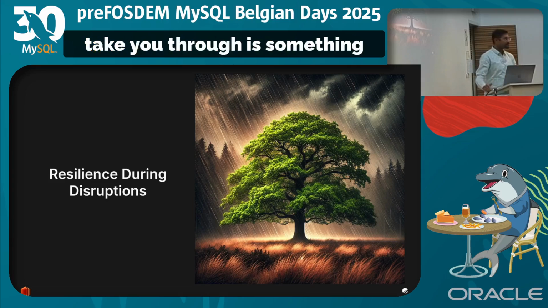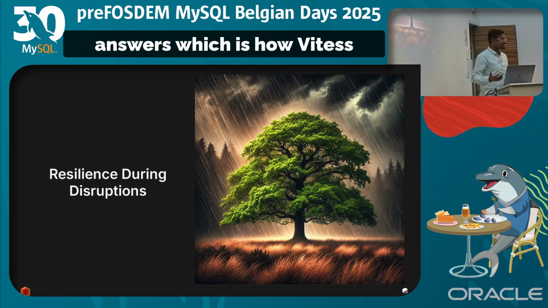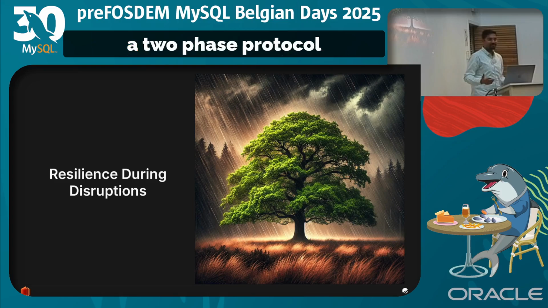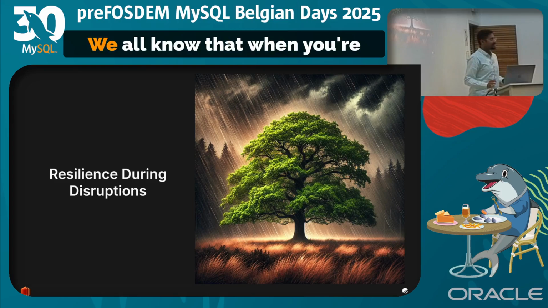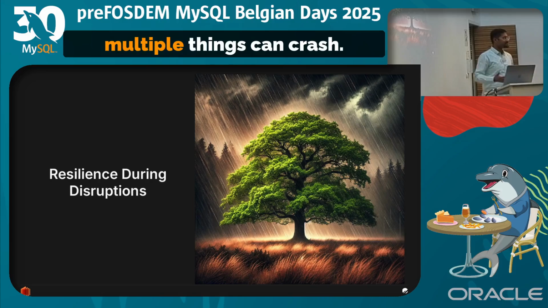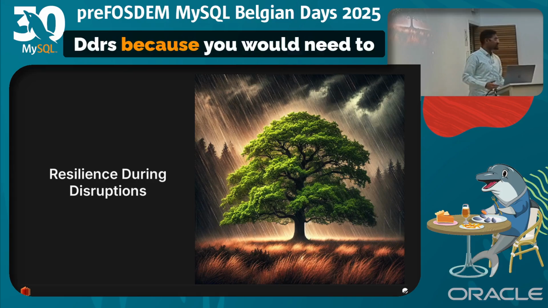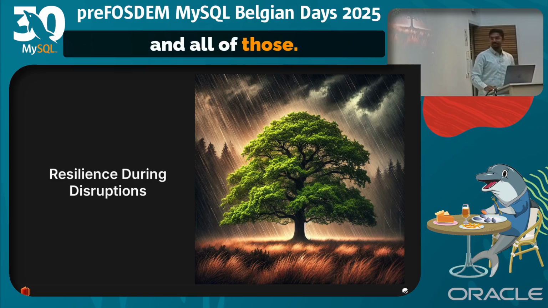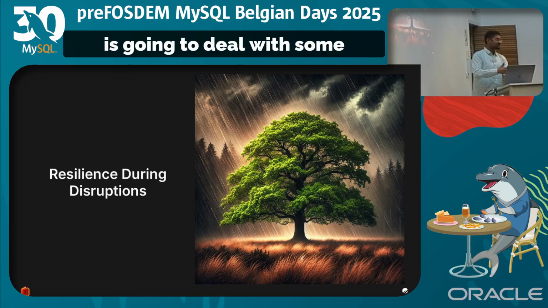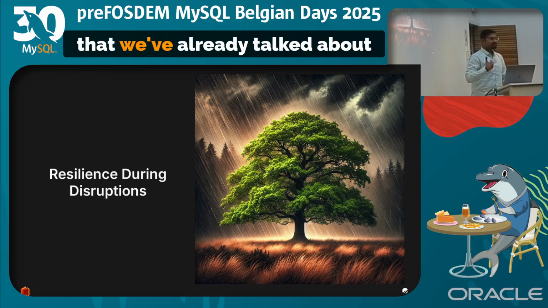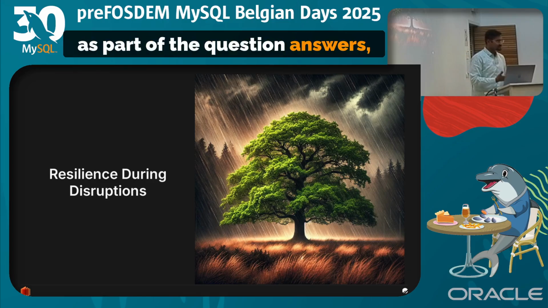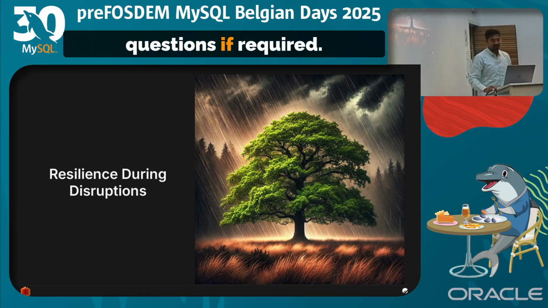And the part that I'm going to take you through is something that we've already discussed a little bit in the question answers, which is how Vitess ensures that the guarantees that are supposed to be required from a two-phase protocol are actually met. We all know that when you're running a distributed system, multiple things can crash. We've talked about VTGate crashes, we've talked about VTTablet crashes, but there are a bunch of other things that can happen, like online DDLs, because we'll need to change your schema. This part of the presentation is going to deal with some of those things. I will skip over the content that we've already talked about, but feel free to ask me questions if required.